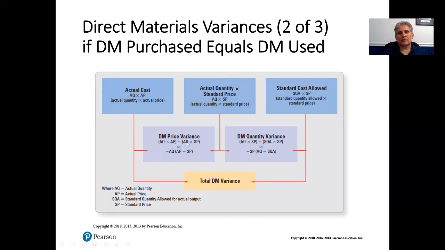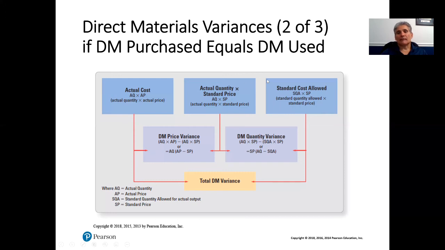You can use the distributive property, since AQ is similar in both, to come up with this formula: AQ times, open parentheses, AP minus SP. So the difference between the actual price and the standard price, multiplied by the actual quantity, is going to give us the direct material price variance.